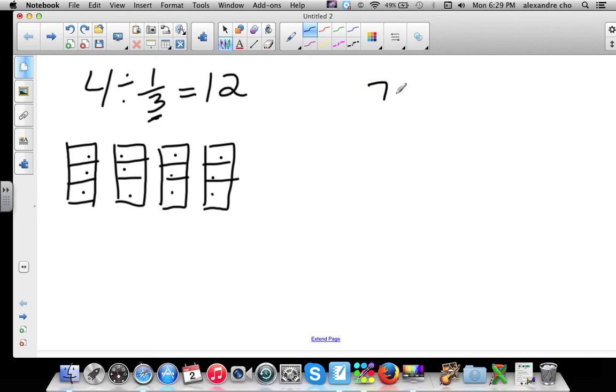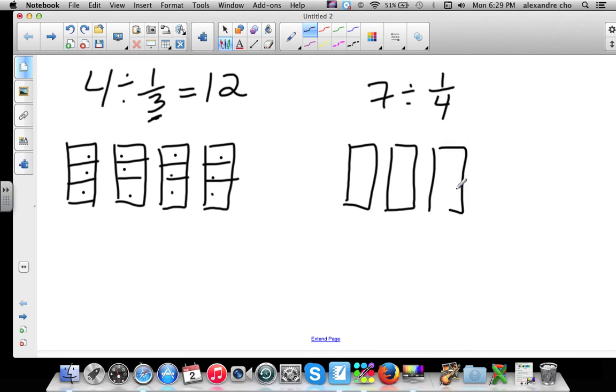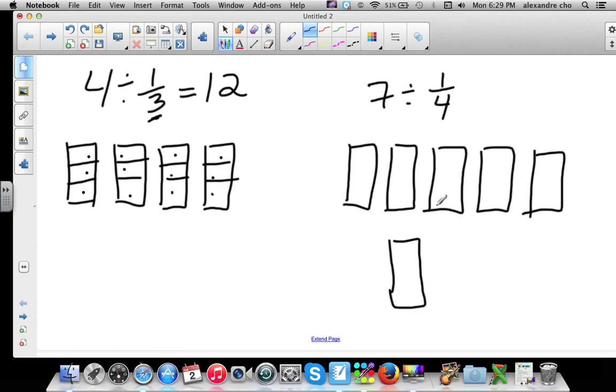2. 7 divided by quarters. So again, same concept. You got 7. If you want to use circles, quarters works nice with circles. The reason I said don't use circles too much is depending on the number of slices that you cut in, it kind of becomes difficult to draw. So here we have 1, 2, 3, 4, 5, 6, 7 chocolate bars. You want to cut them all into quarters.